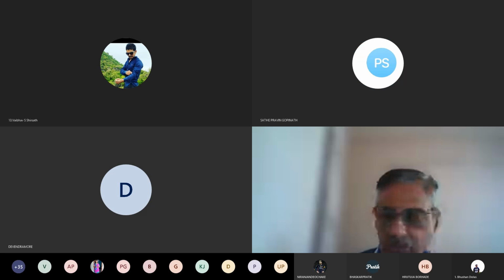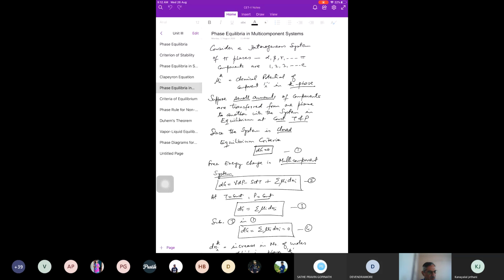Okay, so far we considered only single component systems, and now we need to move on to multi-component systems, because most of the systems in chemical engineering are multi-component. There is hardly any single component system.